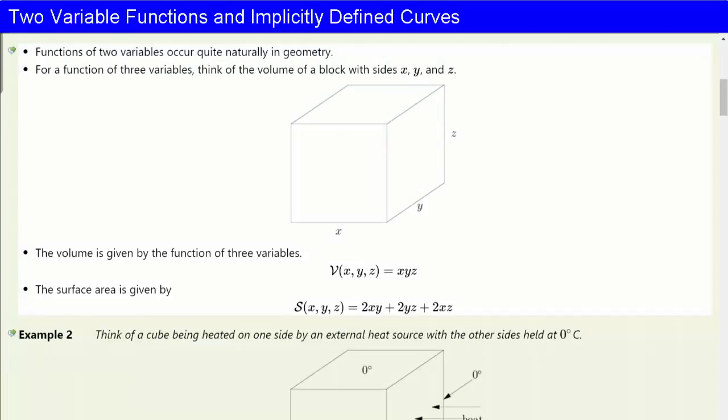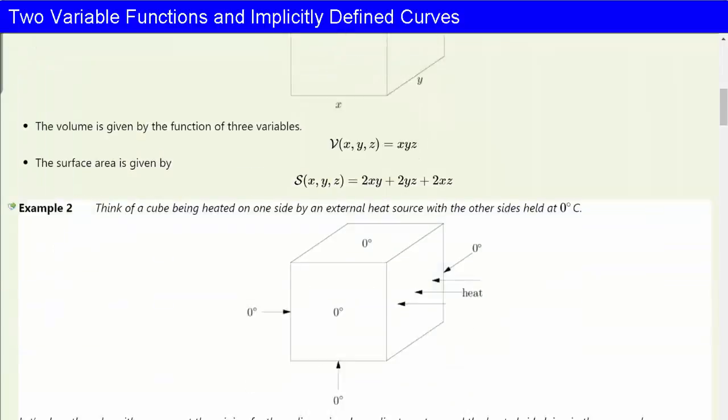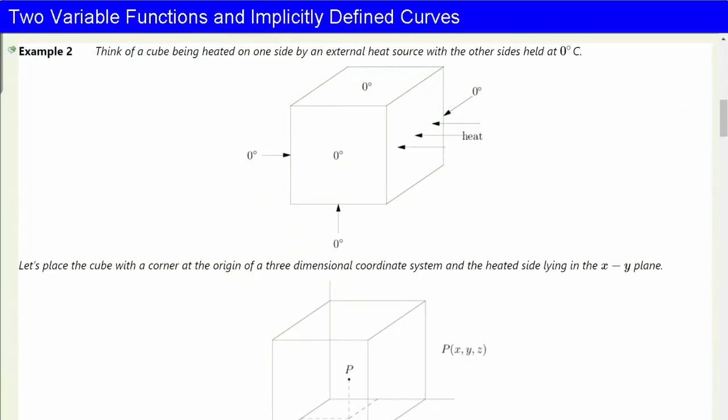As an example of a function of three variables, think of the volume of a rectangular block with sides x, y, z. Then the volume is given by the function of three variables V of x, y, and z, which is just the product, x times y times z. The surface area of that block is given by S of x, y, and z equal 2xy plus 2yz plus 2xz.